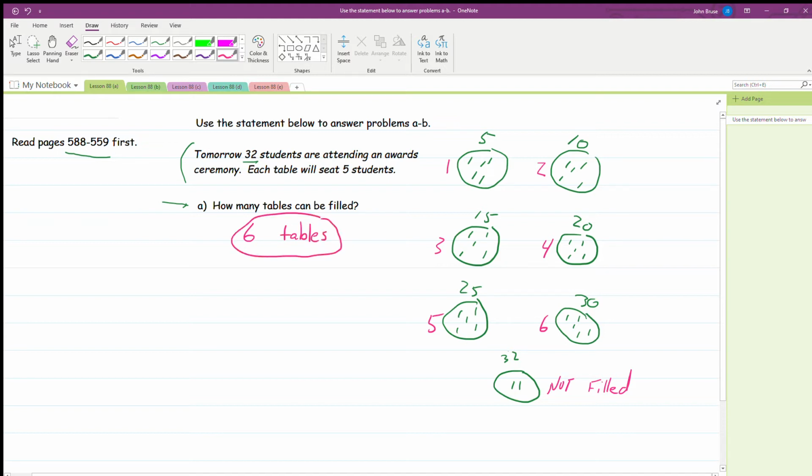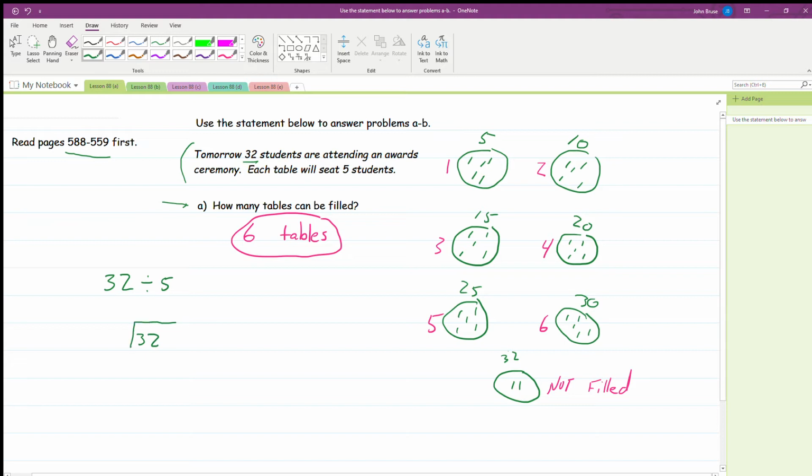Now, that's a long way to do it. We could also use division because we're dividing 32 students into groups of 5. So we could do 32 divided by 5 and figure out what that is. So I'm going to use a long division to solve this. So let's go ahead and do 32.